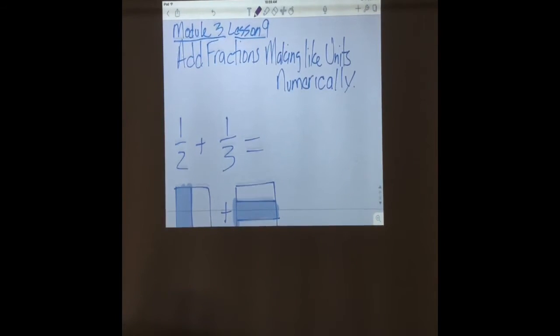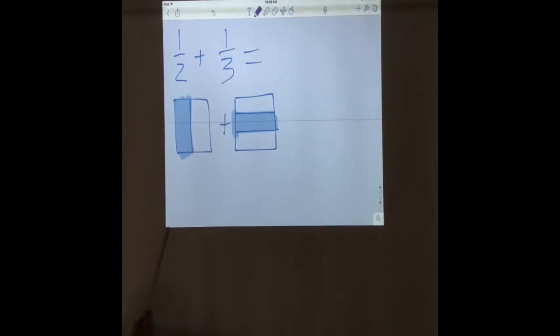Okay? So let's go ahead and we've had this problem before, right? 1/2 plus 1/3. Can we do this problem the way it is? No, because we can't add a half and a third together, can we? We have to make them equal units, right? How do we make them equal units?